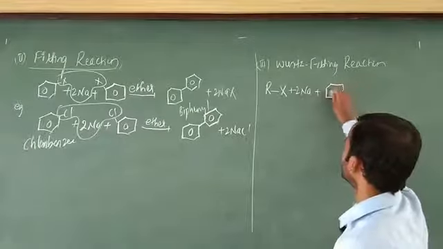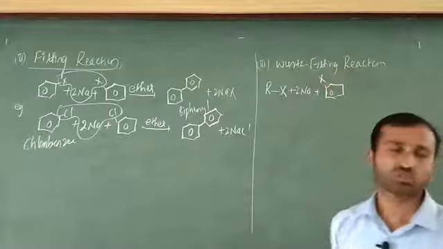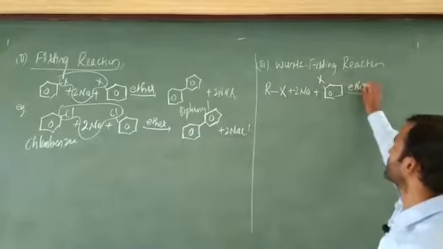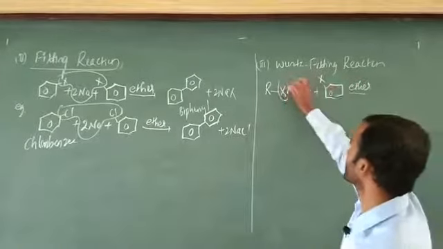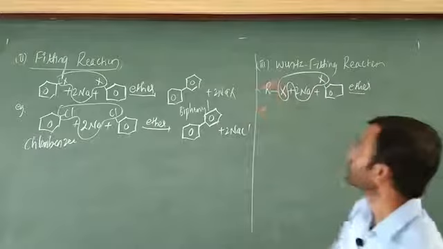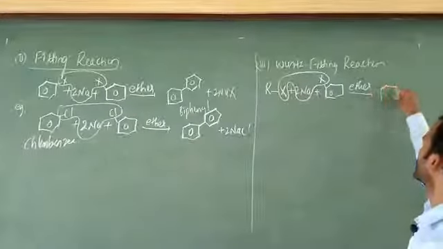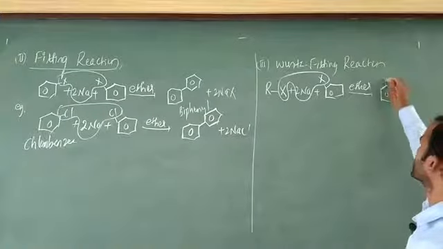Next, after that, in this case, this is an X. X means any halogen: chlorine, bromine, iodine. Next, in the presence of ether. You have to eliminate these things. 2 moles of NaX will go out. Finally, there is a left over of the benzene ring like this. Here R is there.